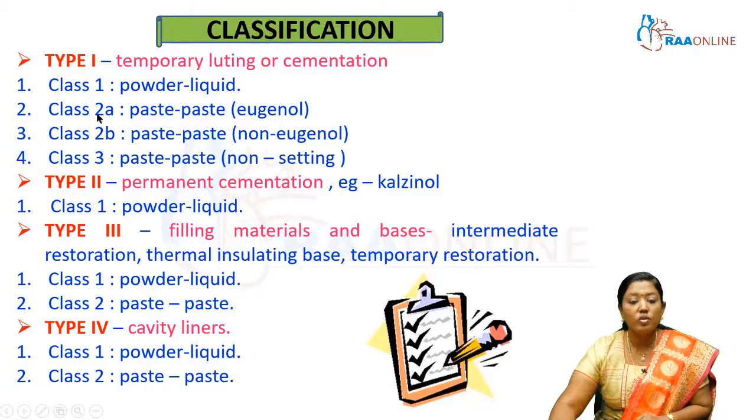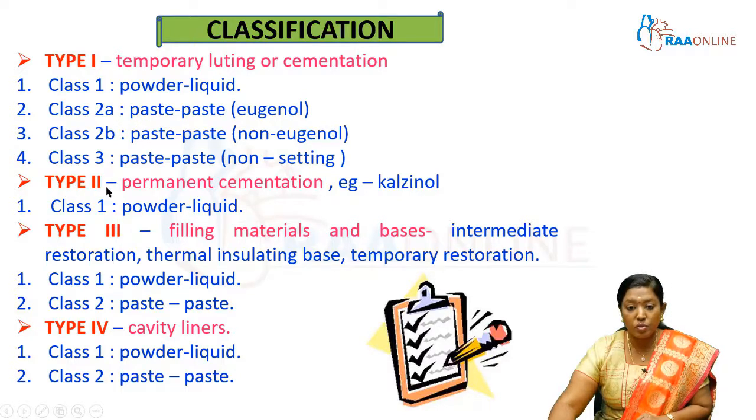Under this you have 3 classes. Class 1 is available as powder and liquid. Class 2 is available in 2 forms, class 2A and class 2B. Class 2A is paste and paste, available in the form that is called eugenol. Class 2B is again available as paste and paste, which is called non-eugenol. And class 3 is available as paste and paste, which is a non-setting eugenol based cement.